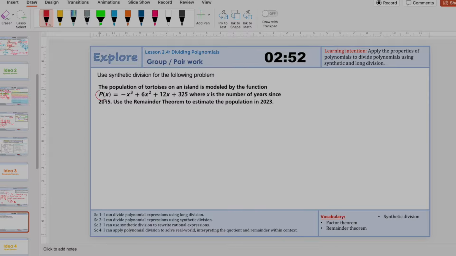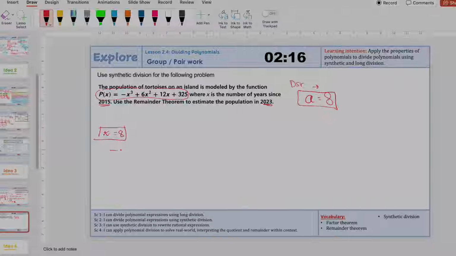I'll be giving you a population function and then tell you that x is the number of years from 2015. Use the remainder theorem to estimate the population in 2023. I did not give you the divisor to find a, but I can find a just by subtracting to find how many years it was from 2015. So 2023 minus 2015 is 8 years. So that's your a, and you directly use the remainder theorem. Just substitute your x with 8, your a, and plug it in.